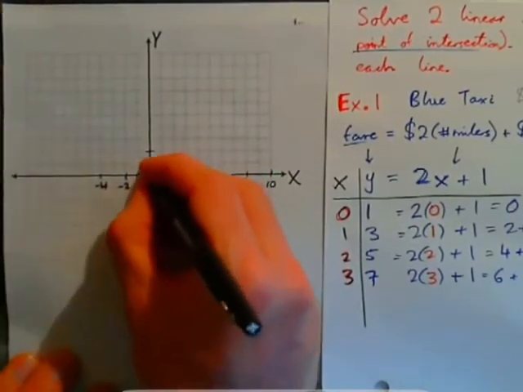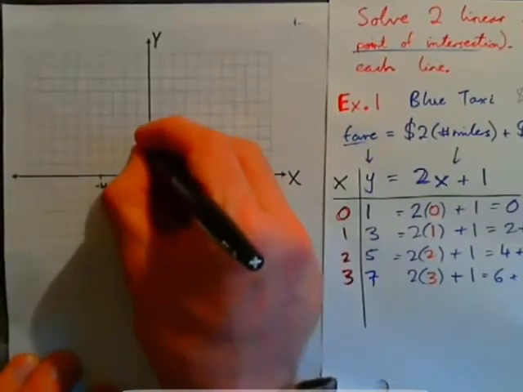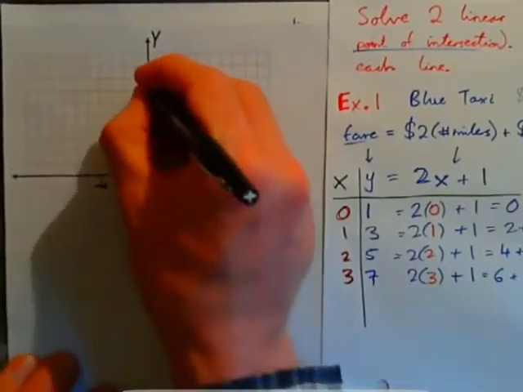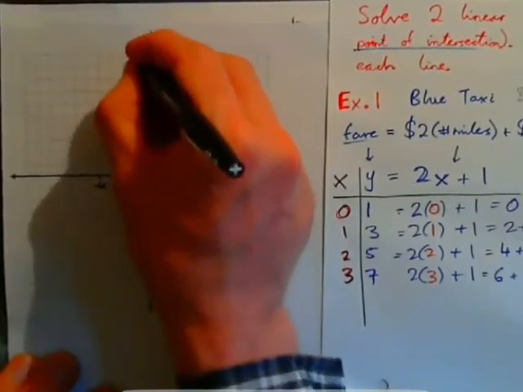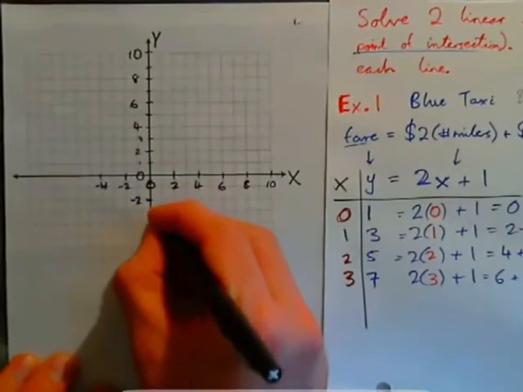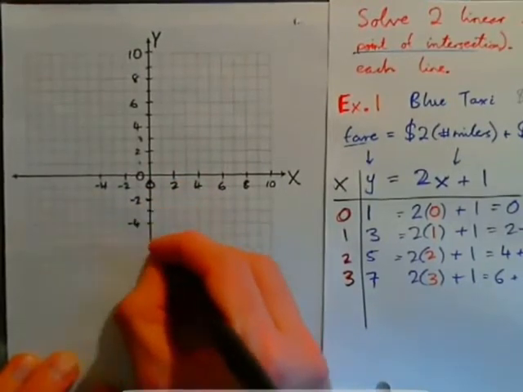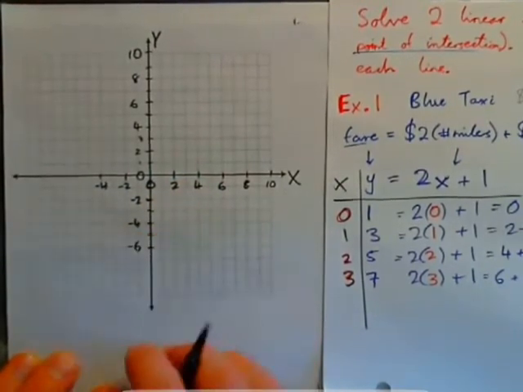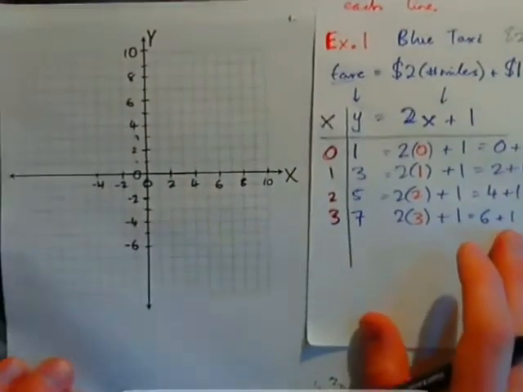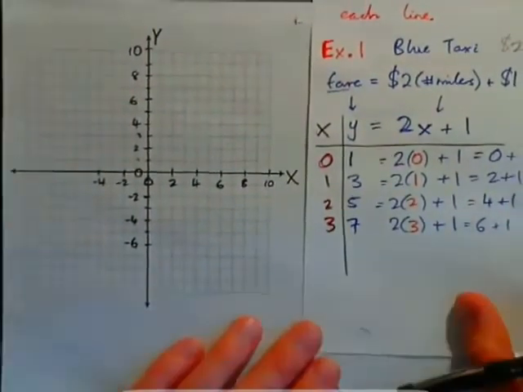It starts at 0, then it goes 1, 2, 3, 4, 5, 6, 7, 8, 9, 10, and it goes negative 1, negative 2, negative 3, negative 4, negative 5, negative 6, and so on. So you can do that, and press pause if you need time to set up your axes. Okay, now we're going to plot the points.